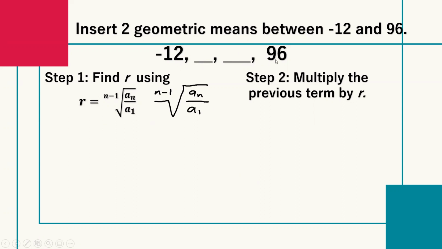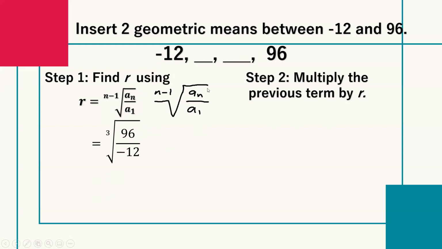Okay? So, dito meron tayong apat na terms. So, ibig sabihin, isang common ratio lang ang kukunin natin. Bakit nasabi, ano yung isang common ratio na yon? It's either positive or negative value. Okay? So next, substitute lang natin yung mga values.